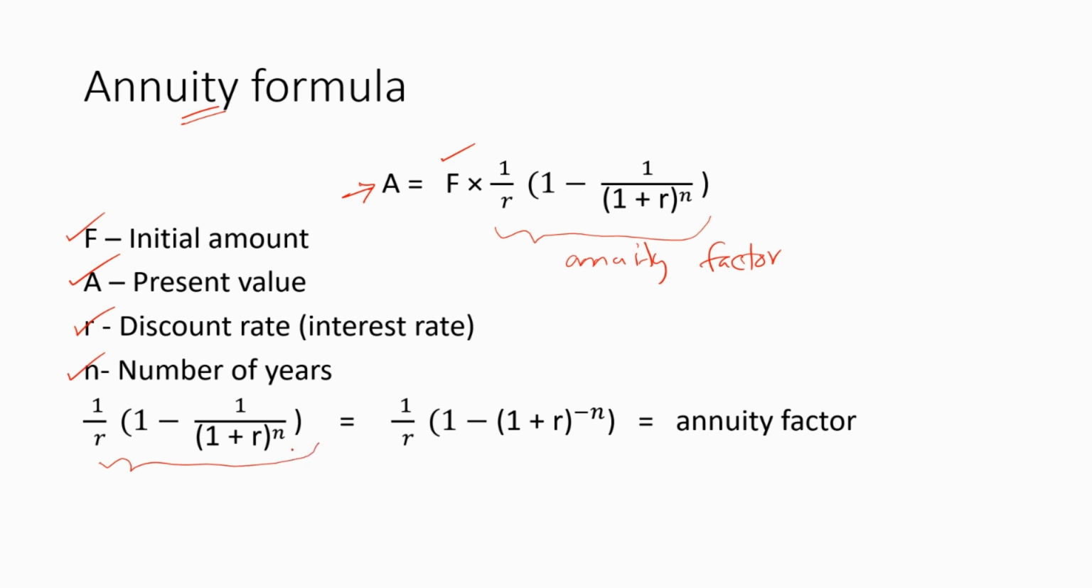Like in the discounting factor, we can bring this denominator into the numerator. So this will equal 1 over r, (1 minus (1 plus r) to the power of minus n). This is the difference. These two annuity factors are the same. The only difference is the denominator has been brought to the numerator. You can use either one of them. Both of them are the same.